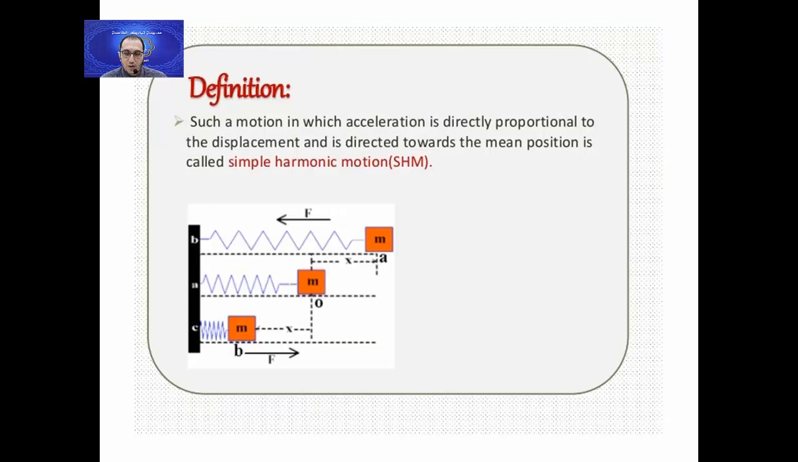Okay, now if we need to define simple harmonic motion, it is a motion in which acceleration is directly proportional to the displacement and is directed towards the mean position. This is called simple harmonic motion. So we find that the acceleration is directly proportional to displacement in this type of motion.